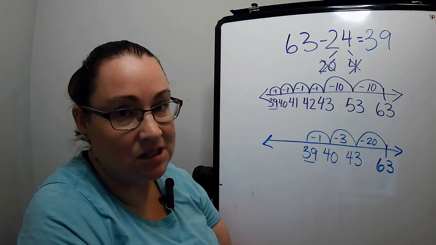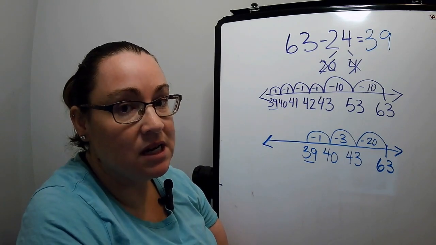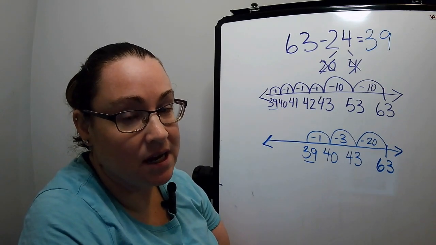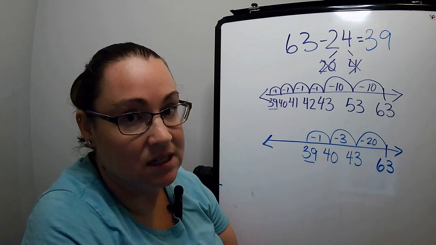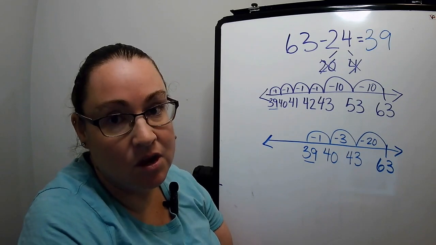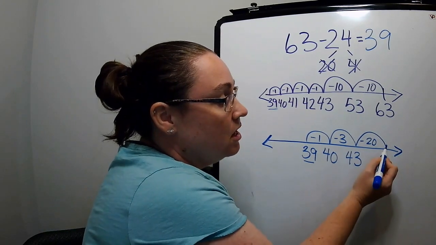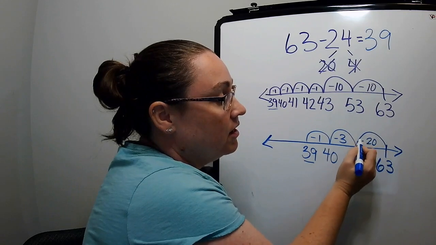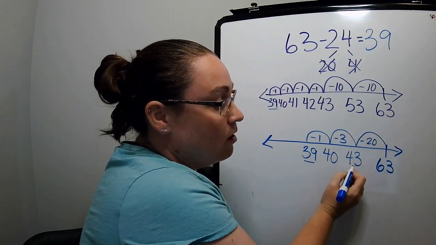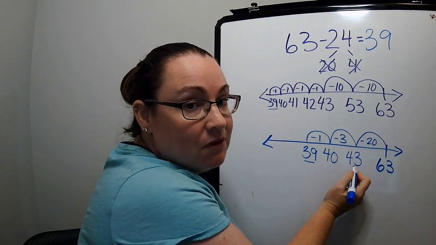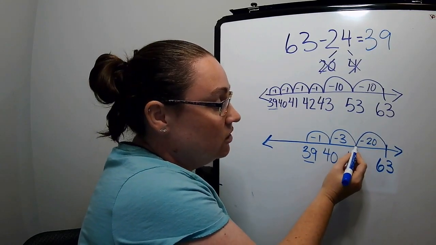I like to teach my students to think like an airplane. When an airplane takes off, it needs to know where it's landing before it can go to its next destination. The same thing with making jumps on a number line. My students need to know that the airplane needs to take off and land and write where it lands before it's ready to go to the next destination.